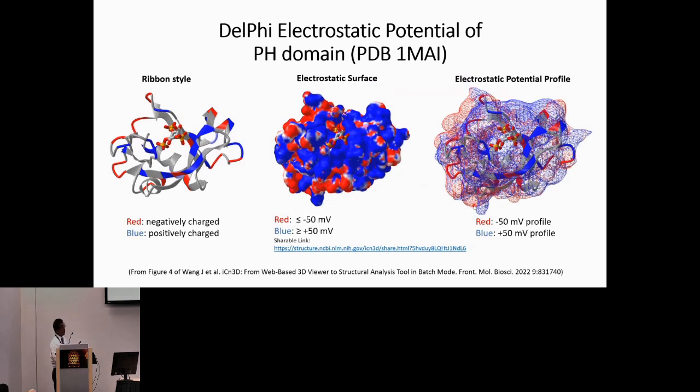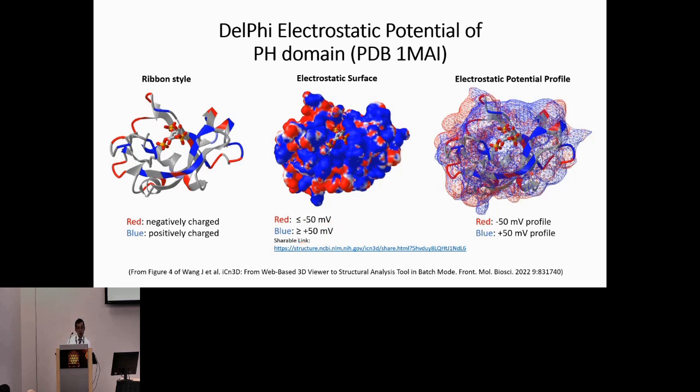In iCn3D, with one click, you can show the delta electrostatic potential. It's done by the DelPhi program licensed from Barry Honig's group. So the left part shows the ribbon diagram, with red indicating negatively charged residues and blue indicating positively charged residues. And the middle part shows the potential on the molecule surface. So if it's less than minus 50 millivolts, it will be red. If greater than 50 millivolts, it will be blue.